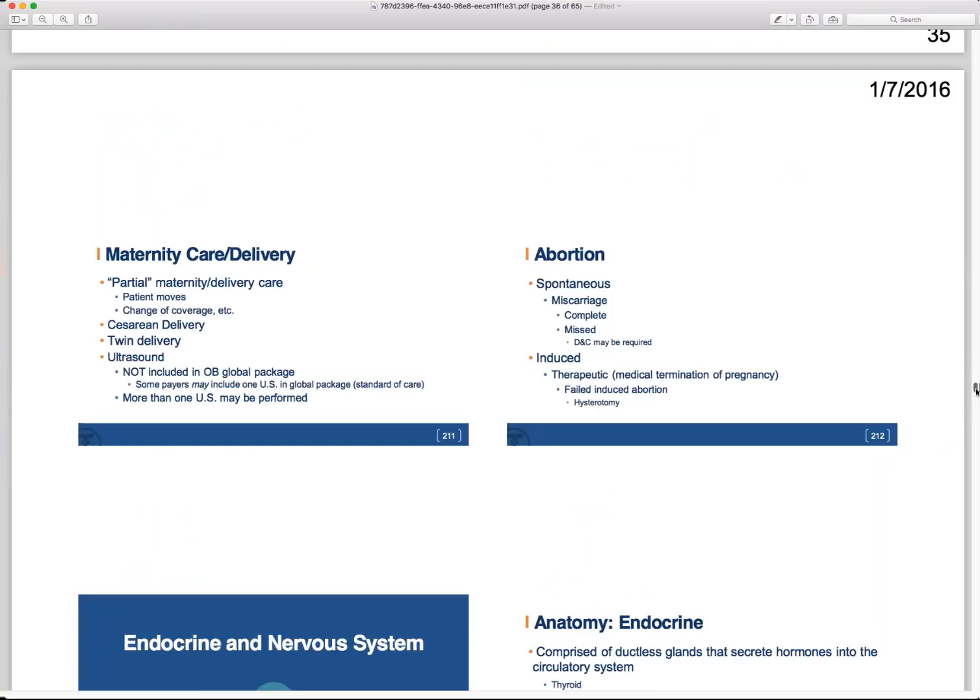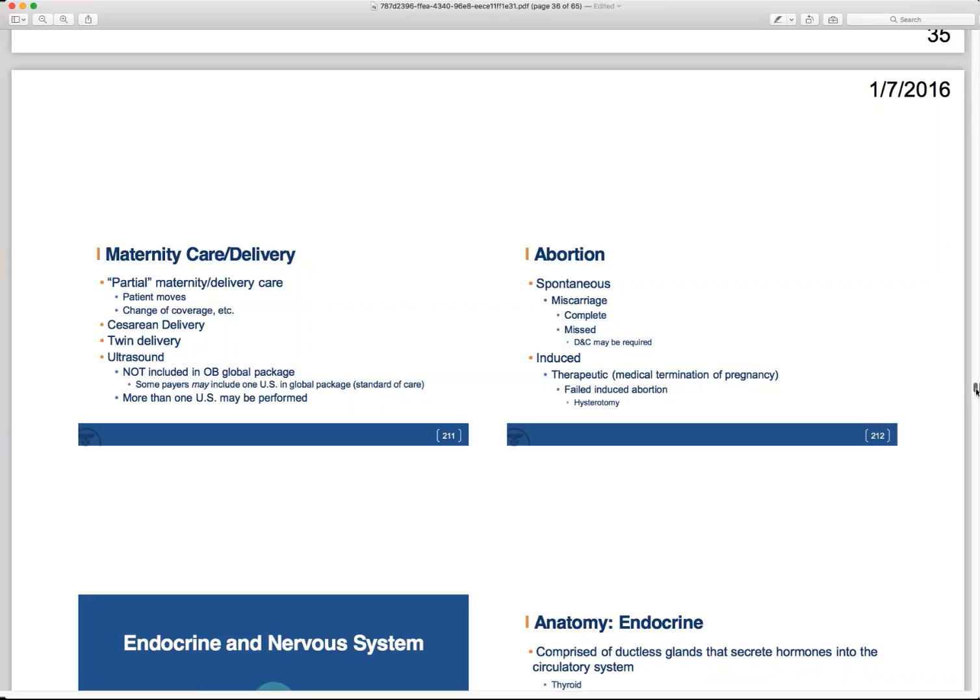Okay. Let's talk about deliveries. They have here partial maternity care, but that's like if the person could be pregnant and started their whole pregnancy in New York, and then they come down to deliver in Georgia, then the provider in Georgia can only bill for delivery only and maybe the aftercare, right? So that's what they mean when they say partial. Okay. Let's talk about cesarean deliveries, right? Remember cesarean deliveries?